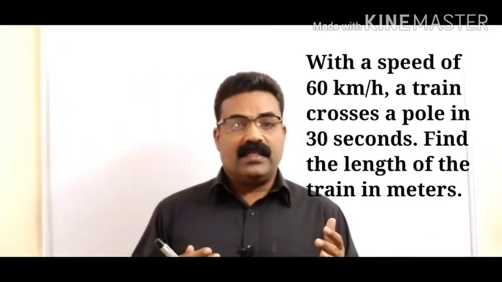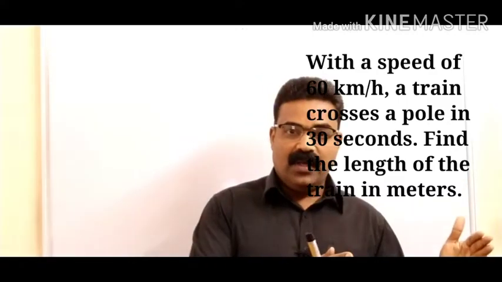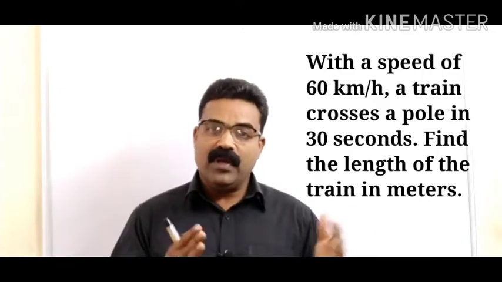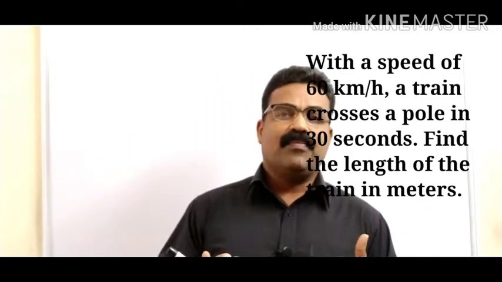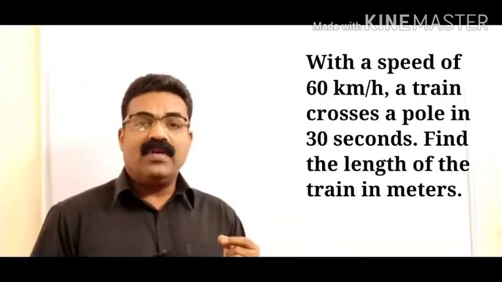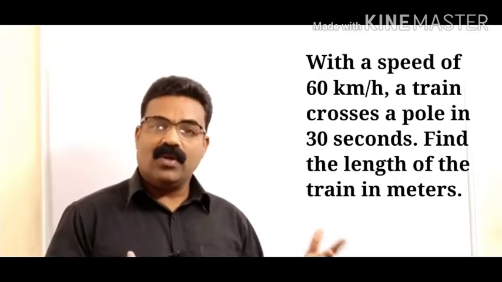Okay, so in the first case, when the train crosses the platform, the total distance traveled will be equal to the sum of the length of the train and the length of the platform. Second concept, when the train crosses a man standing in the platform, or when a train crosses a pole in the platform, then the distance traveled by the train will be equal to the length of the train. So these are two very important concepts. As far as this question is concerned, what is given? The train having speed 60 km per hour crosses a pole in 30 seconds. You need to find out the length of the train. Length of the train will be equal to the distance traveled.